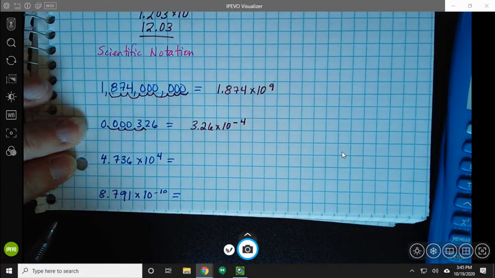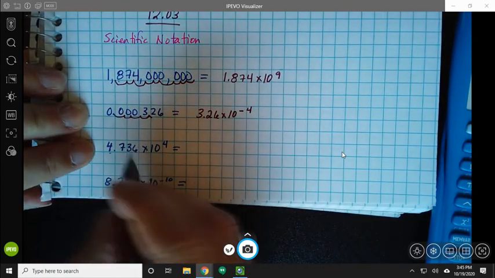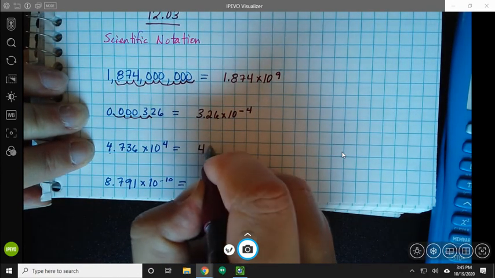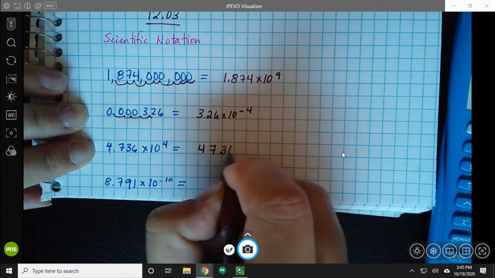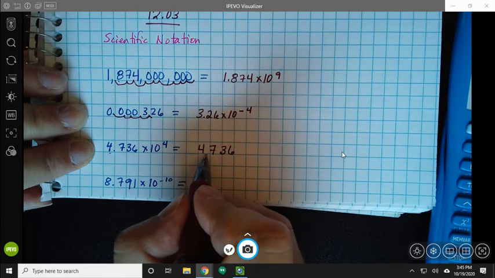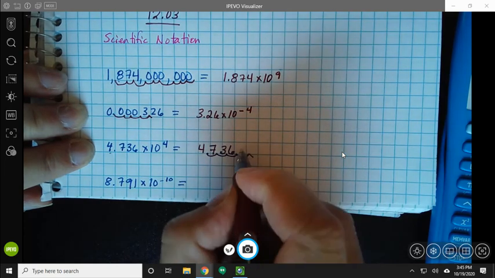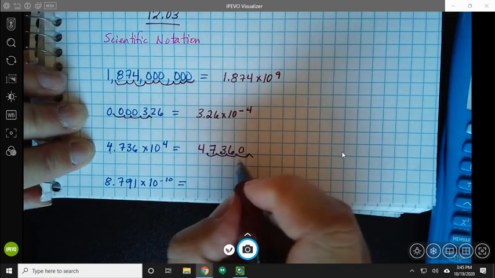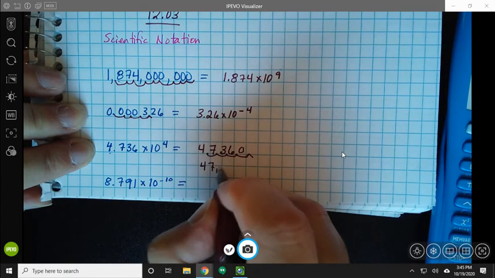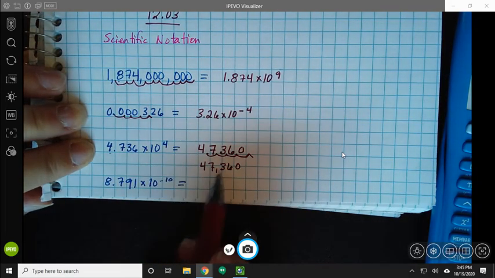Okay. Then, if I want to go the other way, I would have 4, 7, 3, 6, and it says 10 to the fourth, so my decimal point was here. I'm going to move it 1, 2, 3, 4. That means I'm going to have to put a 0 in. So 47,360 would be what this is written out.